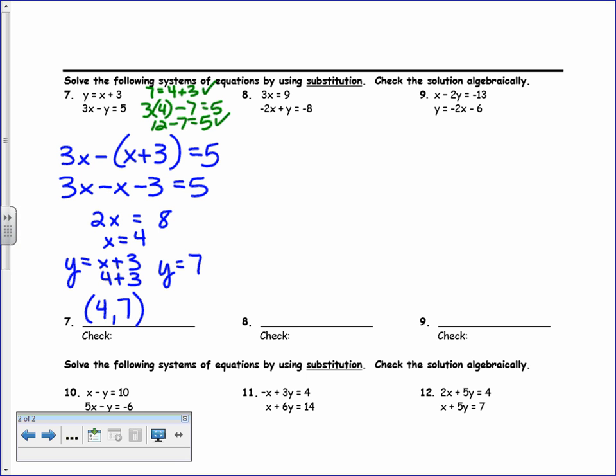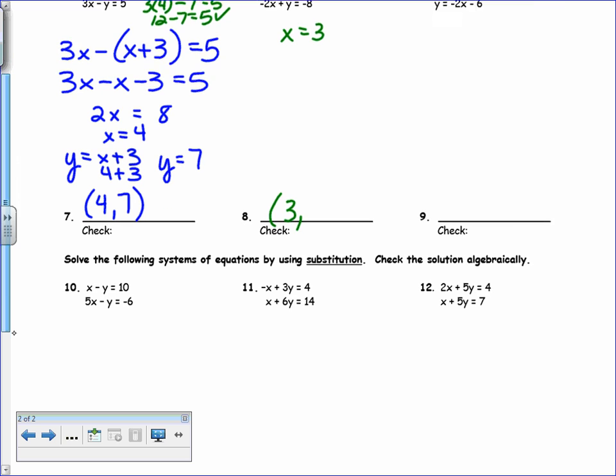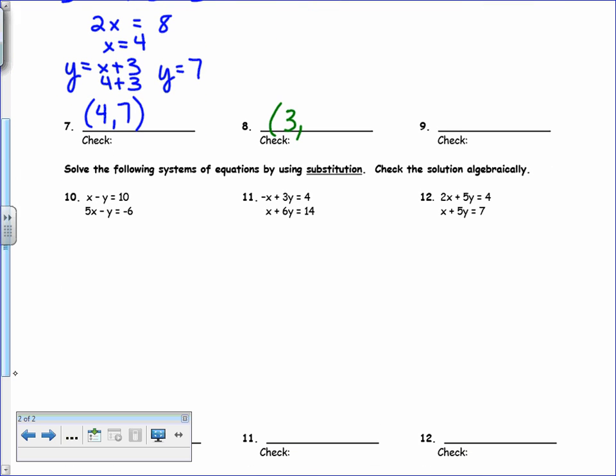Okay, so let me get you started for number 8. All right, what I would do is I would go ahead and solve for x here. So x is going to equal 3. So go ahead, substitute it in, find out what our x value is, and we'll even start with this. Find out what your y value is and check your solution. Please do that for 9 as well. We'll talk about those in class.